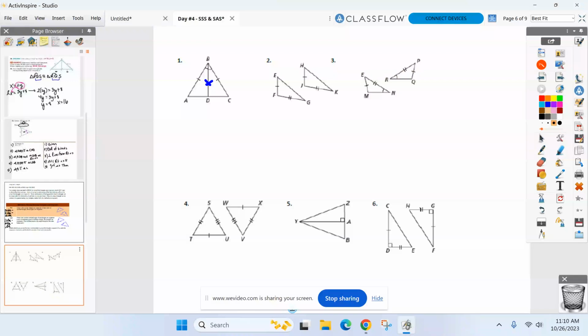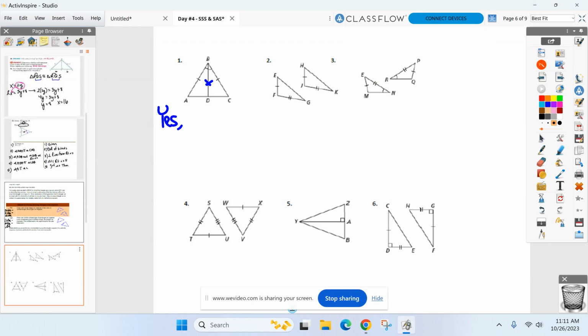Now, this is definitely not side, side, side. I don't know anything about AD and DC, and you don't either. You're not going to assume anything. But is this angle in between? Let's figure it out. Everyone cover up one of the triangles for me with your hand or finger. Is that angle in between the two sides that have been marked? Yes, it is. So guess what? This is side angle side. All right, so first answer is yes, they are congruent.